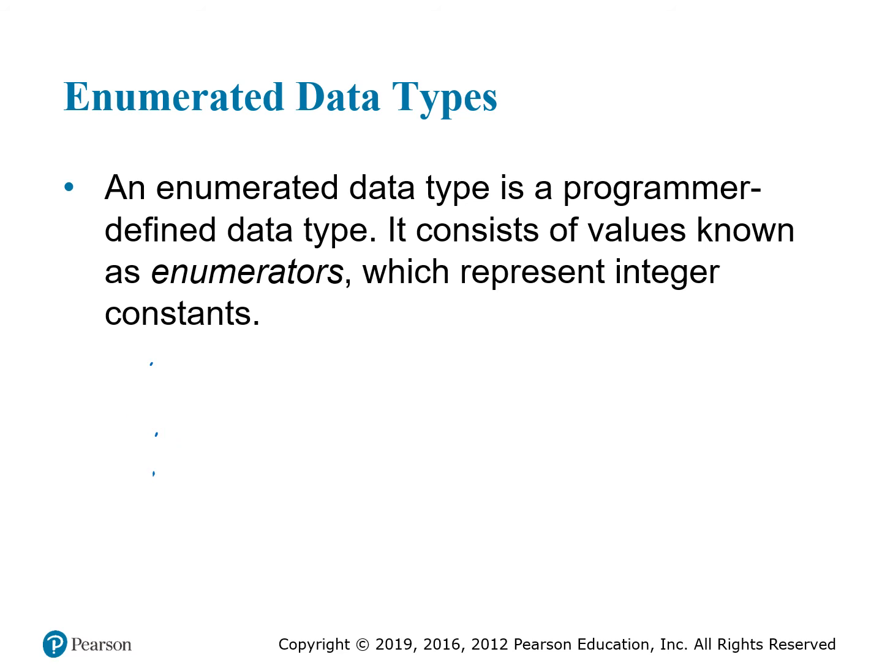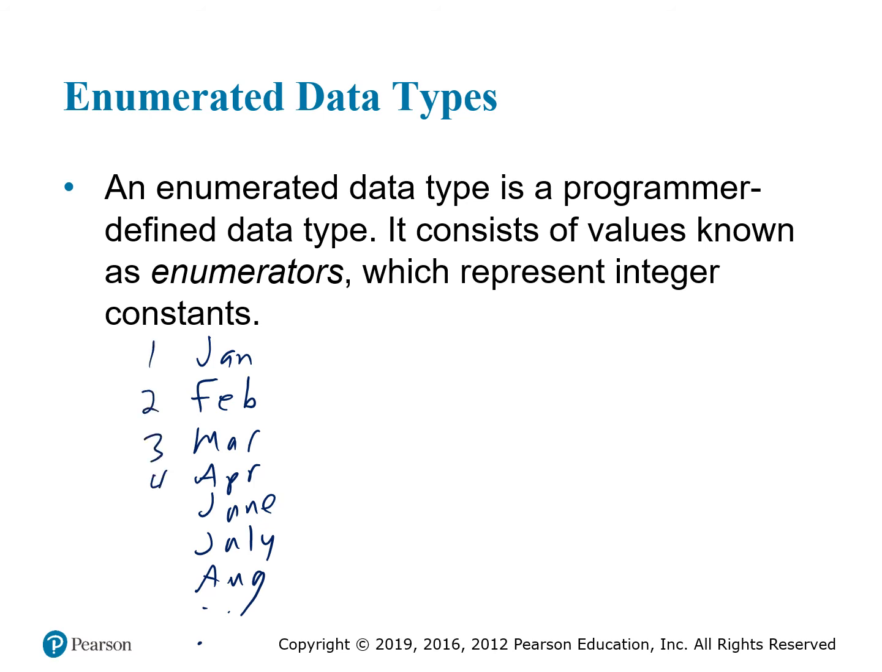Sometimes there are things that have cardinal values, but really do only come in a certain number of things. Jan, Feb, March, April, June, July, August, you get the picture, right? And these do have numbers. We refer to this as month 1, 2, 3, 4, 5, 6, 7. So these are enumerated types.